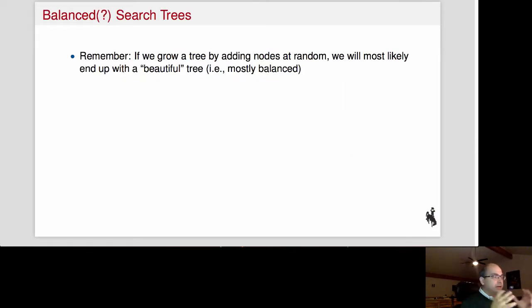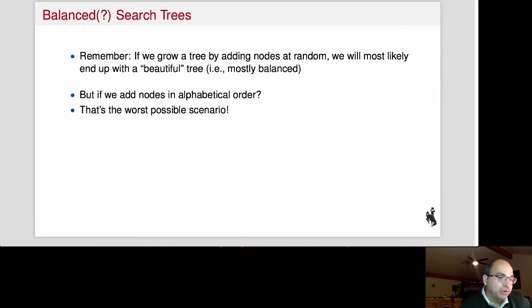Okay, so that's lookups and insertions. Now, suppose that I add the nodes to the tree at random. Remember, we're most likely to end up with a beautiful tree, right? The odds are in our favor here. Of course, suppose that we add the nodes in alphabetical order, right? So we do something like this.